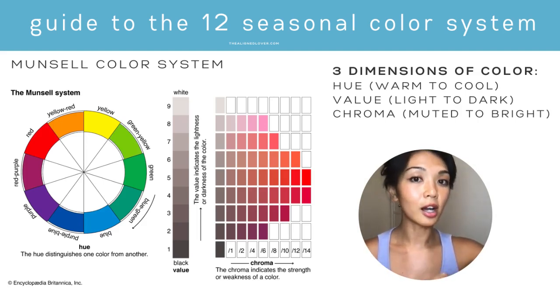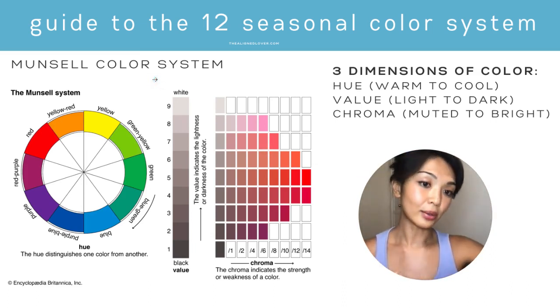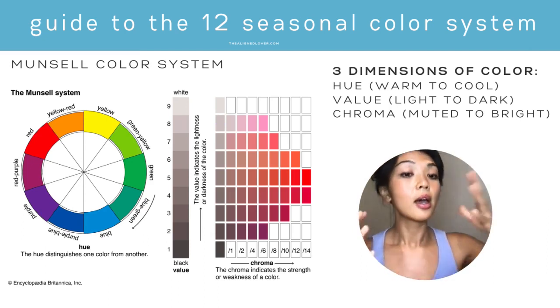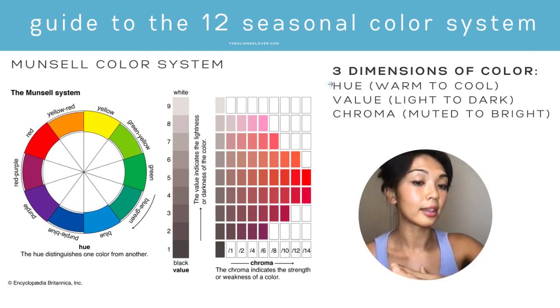Alright, so we cannot talk about the 12 seasonal color system without first discussing the Munsell color system, which is what this system is based on. So the Munsell color system breaks down color into 3 dimensions, and I'll keep the discussion on these dimensions relevant to the 12 seasonal color system. So those 3 dimensions are hue, and we'll look at that through the lens of warmth or coolness. We have value, how light or dark a color is, and chroma, how bright or muted a color is.